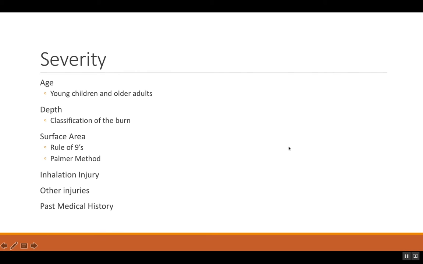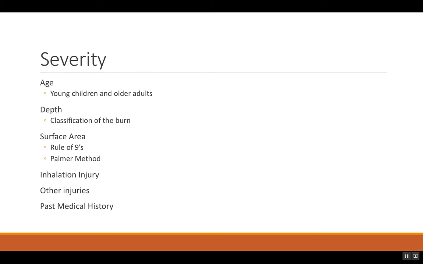The severity of burns is going to depend on a lot of things. With age, young children and older adults are going to have more of an issue. Young children have less surface area. The depth, the classification of the burn, is one of the big things. For surface area, the big ones I want you to look at are the rule of nines and the Palmer method. If they have an inhalation injury, it's also going to mean a more serious situation.